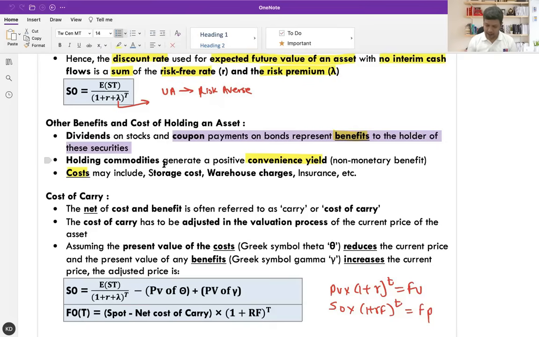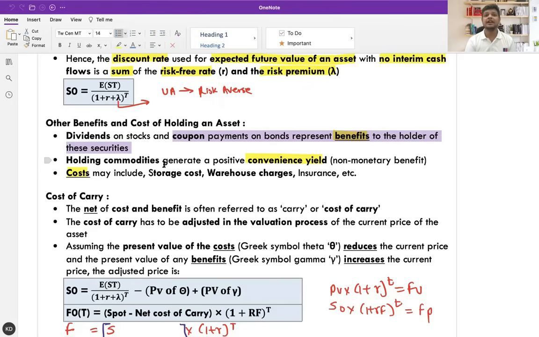Yes. But now when you invest in futures, your F0 of T means future price now for, let's say, 3-month maturity. So that future price is spot price into 1 plus RF raised to T. That is true. But you are not going to get something when you invest in futures. What is that? I repeat, you are not going to get something in the futures. What is that? Benefit. The benefit.